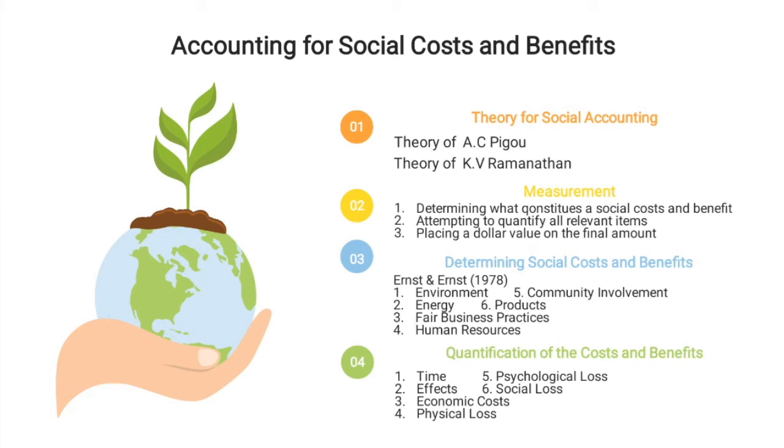The basic theory of social accounting comes from A.C. Pigou's 1938 analysis of social cost and benefit. A.C. Pigou was a neoclassical economist who introduced the notion of social costs and benefits to microeconomics in 1920. And then what we have to know here is the difference between social benefits and private benefits.